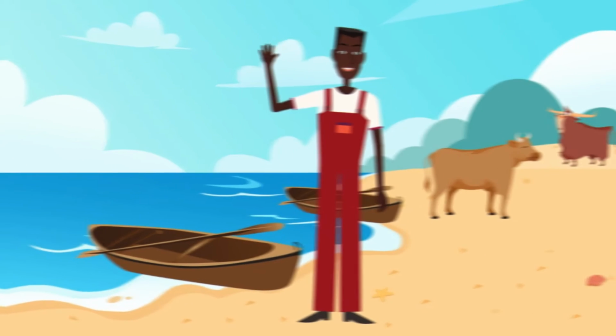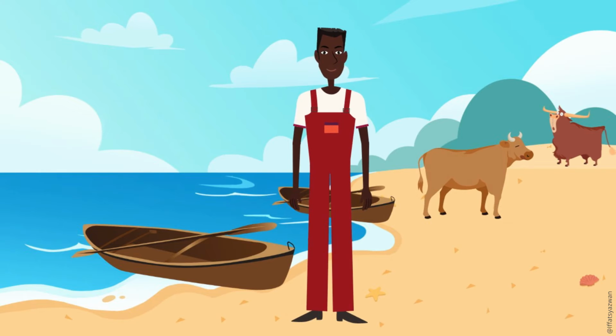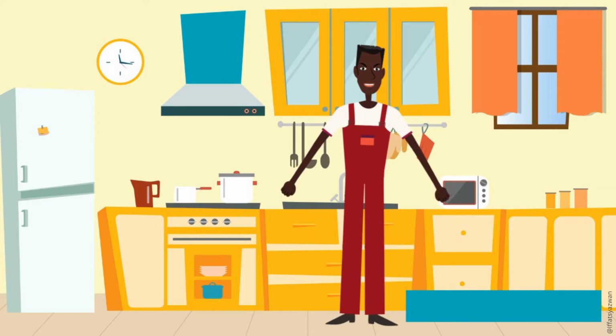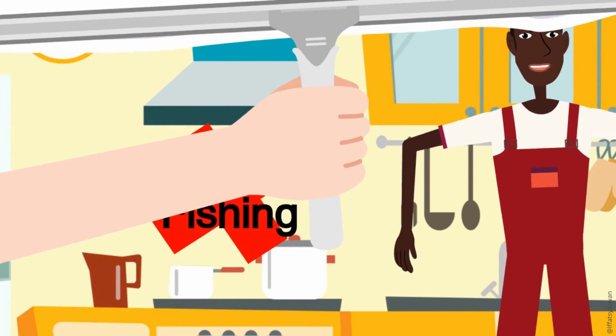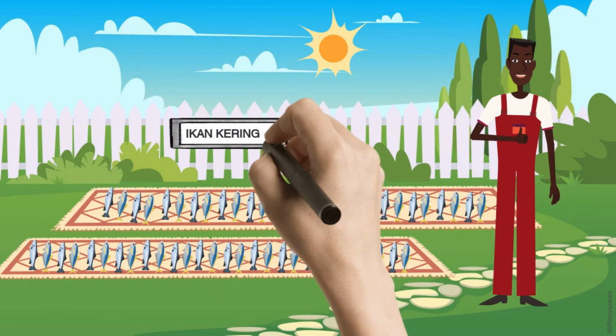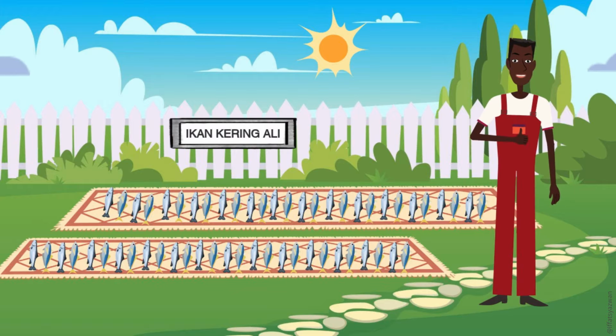This is Ollie. Ollie was a fisherman. During the monsoon seasons, Ollie cannot go out to the sea because of safety reasons. Because of that, Ollie took another alternative to make money by producing dried fish.